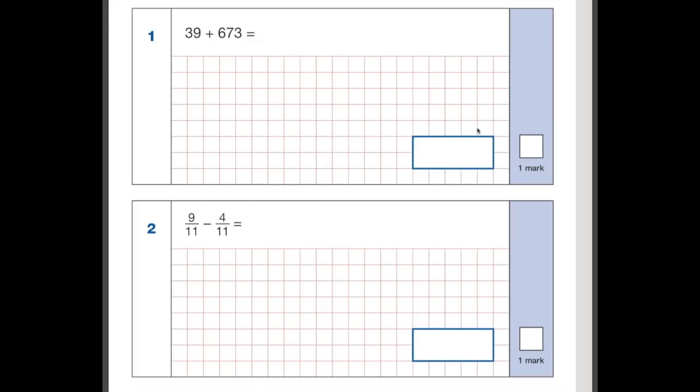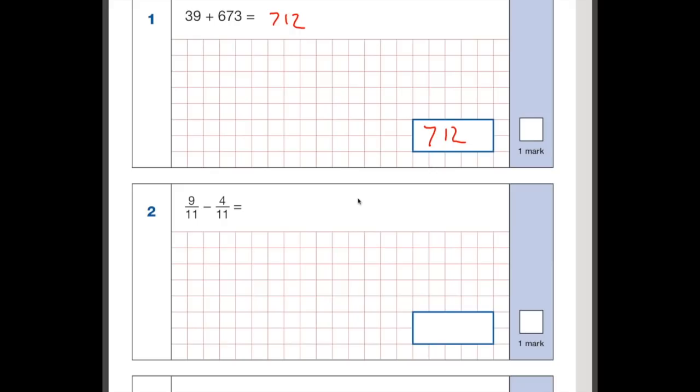Okay, number 1 says 39 adds 673. Now the trick with these first few questions is to do them as quickly and as accurately as possible. So we're looking for ways to save time. Now 39 is pretty much 40, so in my head I'm going to do 673 add 40, which is 713, and then minus 1, which is 712. Make sure your answer goes in the box, and that's the answer.